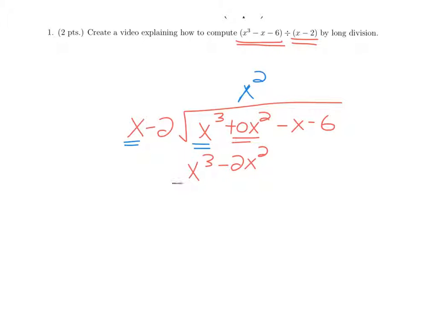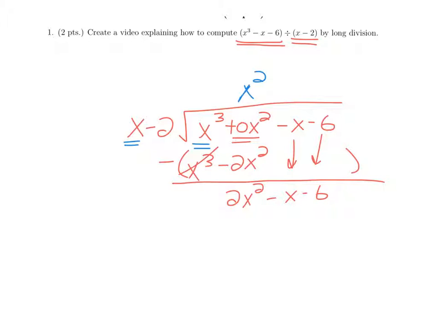When you're finished with that step, you're going to draw your line, and you're going to subtract vertically. So x cubed minus x cubed is 0. And 0x squared minus a negative 2x squared becomes positive 2x squared. Then you carry down your other terms, minus x minus 6. Okay? Then we repeat the process again.